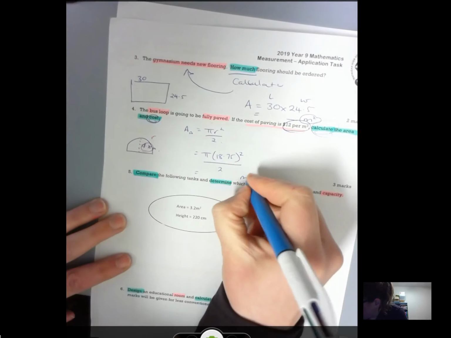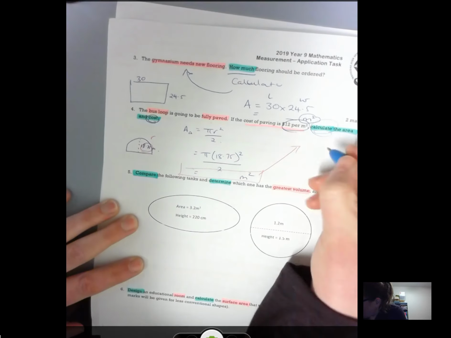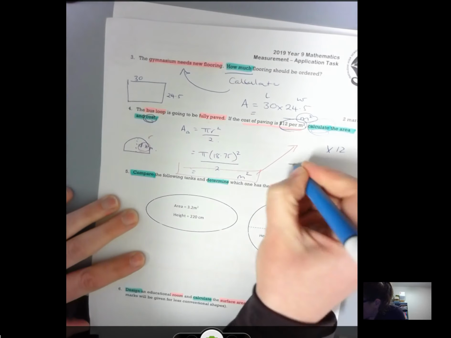Find your answer, and then in order to find the cost, you needed to multiply by how much the cost is. So this answer here is in meters squared. You then take that answer and multiply it by 12 to give you your final answer.